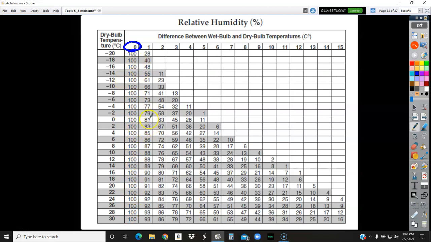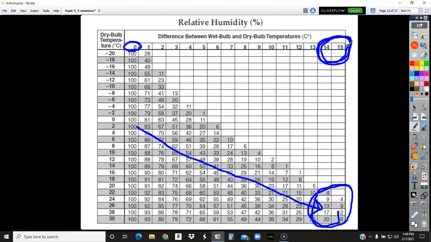And notice what happens to numbers. The bigger the difference, when I go out here 5, 10, 12, 15 degrees apart, and I look at my numbers here, my relative humidity percentage, look at my percentages when I head toward this bottom corner. Notice I'm going from hundreds and 90s and 80s, and I'm getting down to what? Single digits and teens, right? Very low humidity levels. Because why? I'm at a bigger difference.